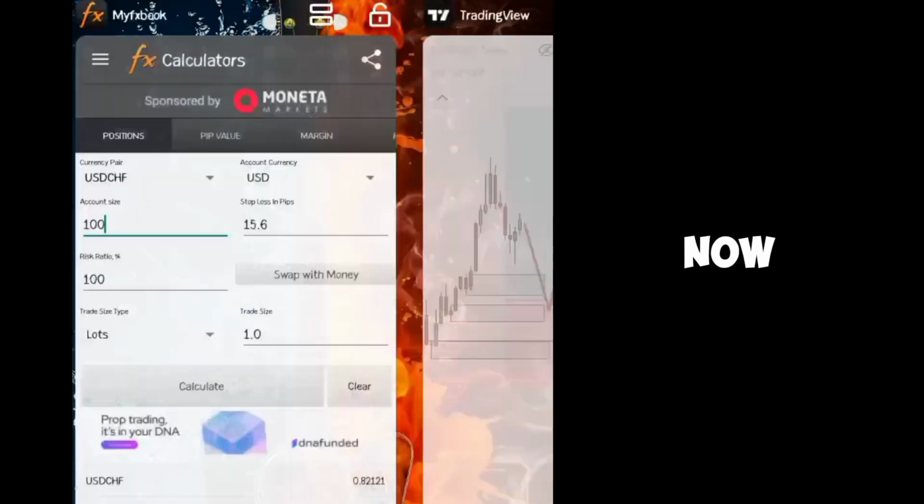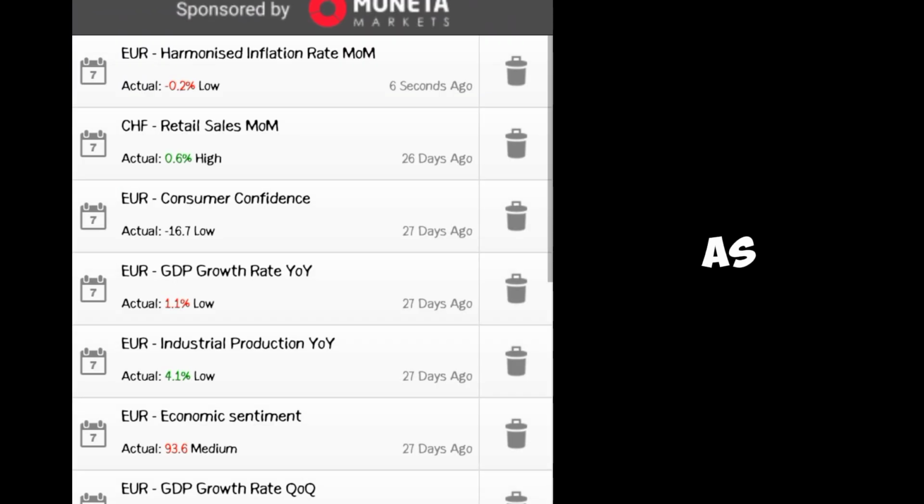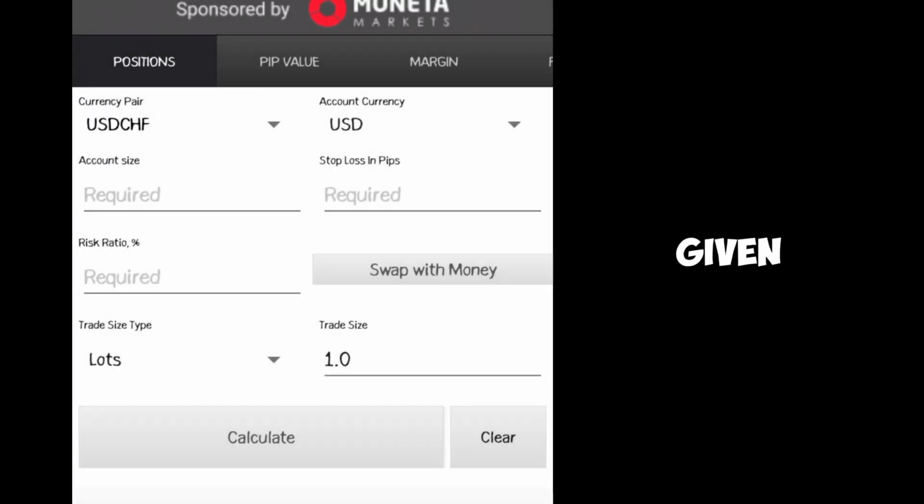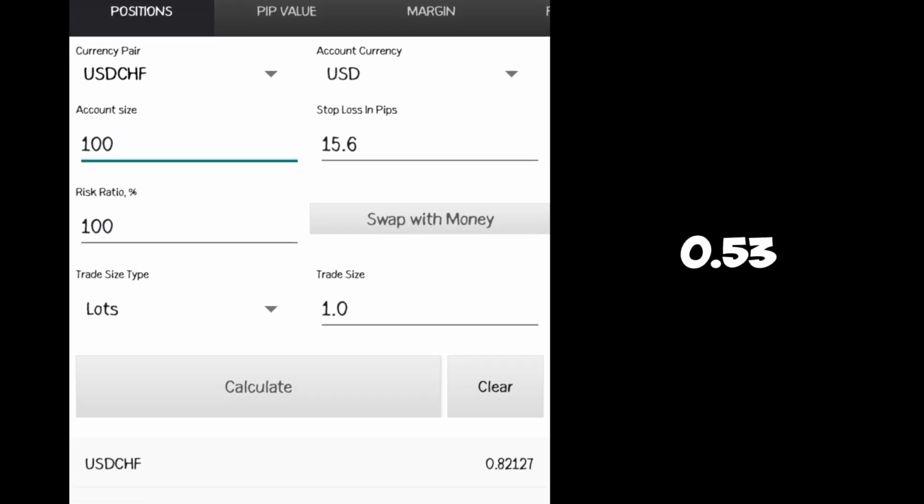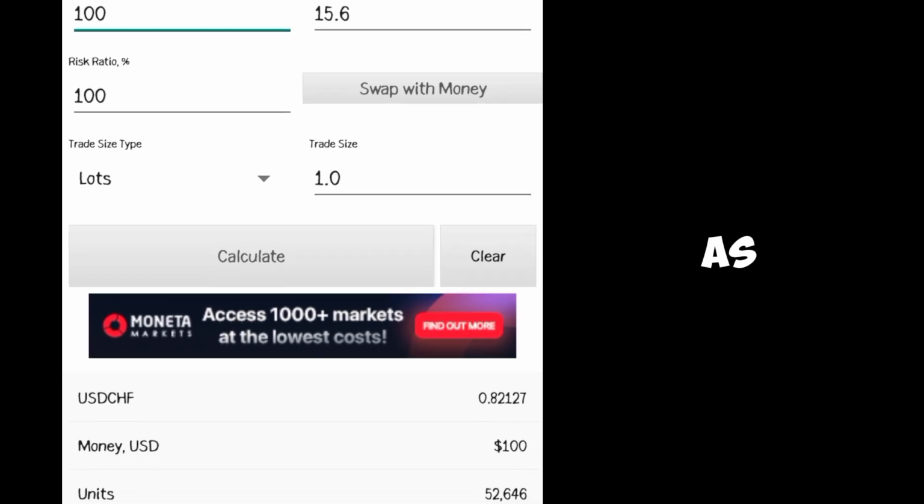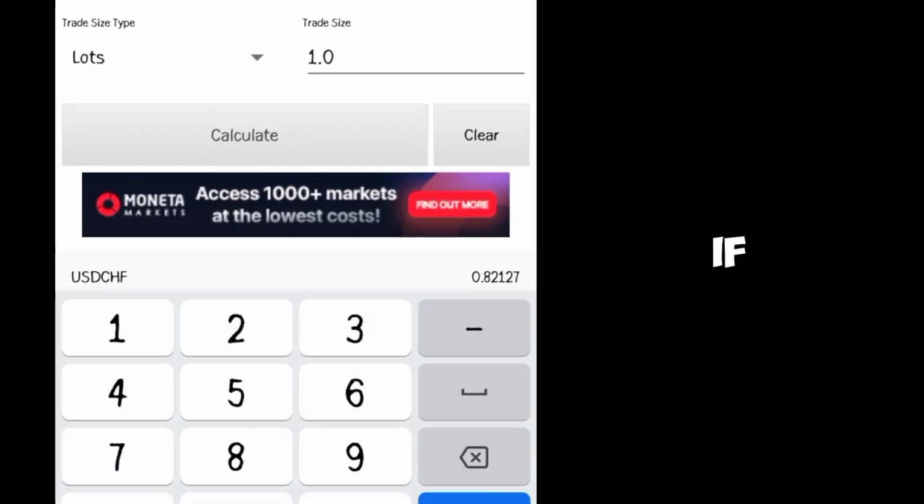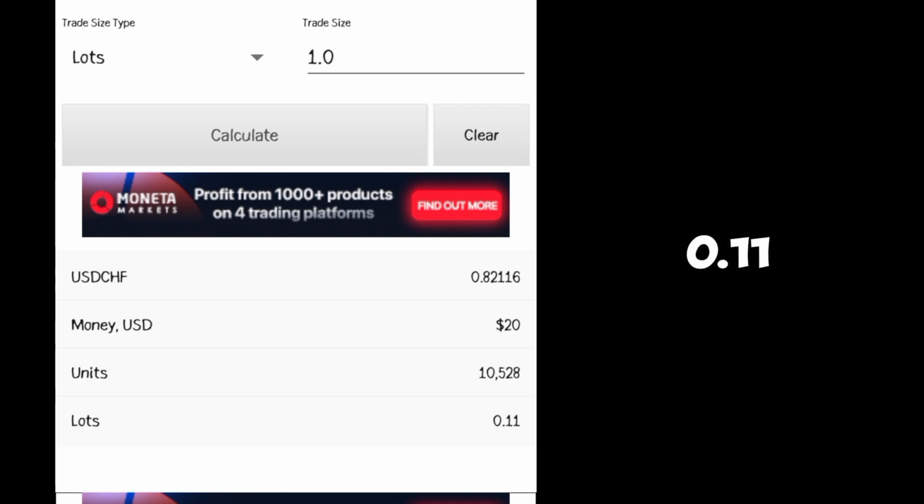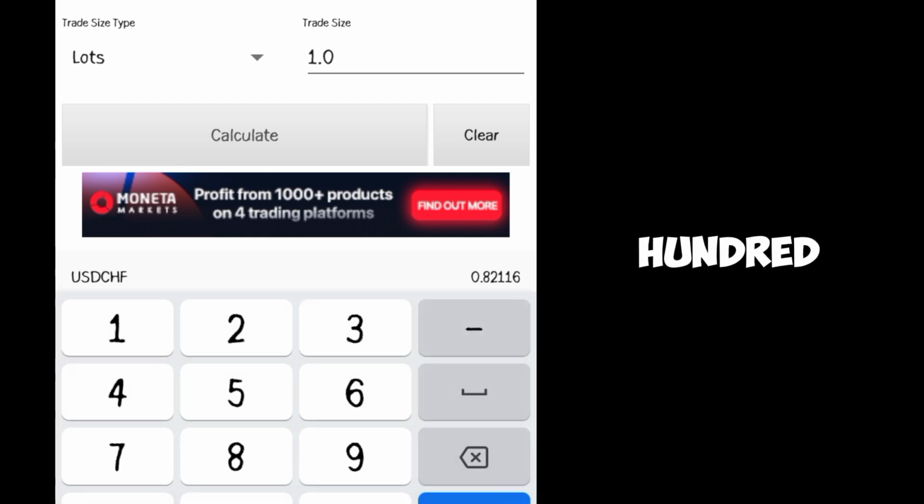So now my lot size has been given, with the account size of 100 and stop loss of 15.6, as 0.53. My lot size is given as 0.53. If you're risking $20, you do the same, and your lot size in this case will be 0.11. So we are risking $100.